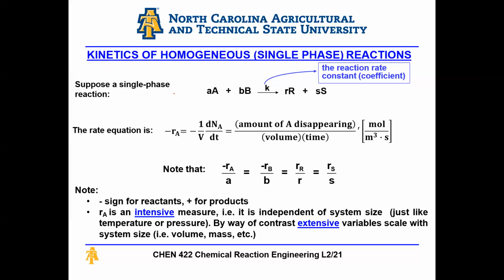So suppose you have a single phase reaction which follows this formula, aA plus bB with a reaction rate constant of k gives me rR plus sS.